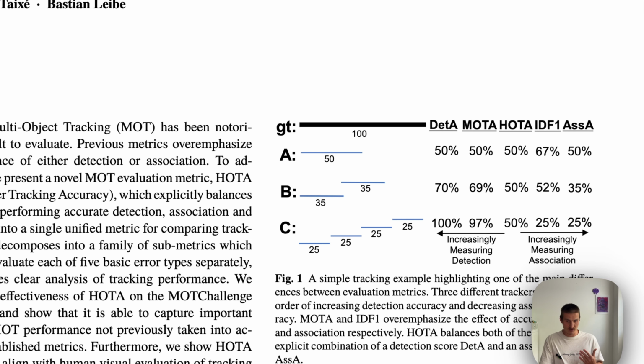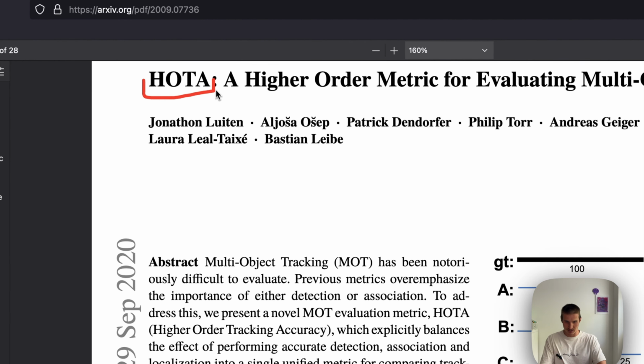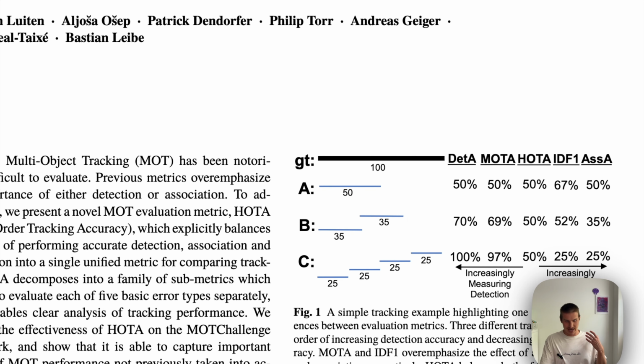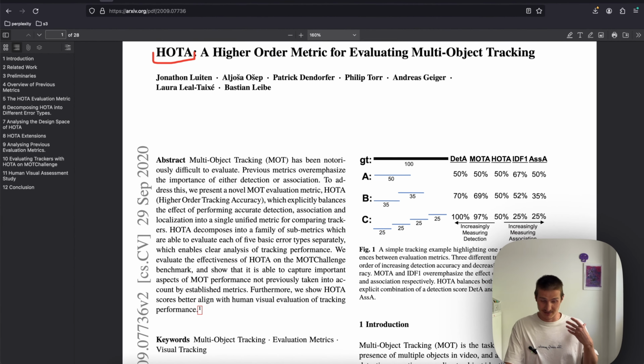And the authors of this HOTA paper actually analyzed leaderboards, analyzed competition results, and did indeed prove that this identity switch thing only contributes to about 1% of the overall score, which is really not enough, because the main thing we care about is to actually track objects consistently from frame to frame, and it's not really that good to have that so underrepresented in the metric. And so to compensate for that, what we used to look at were these 2 metrics, assignment accuracy and IDF1.